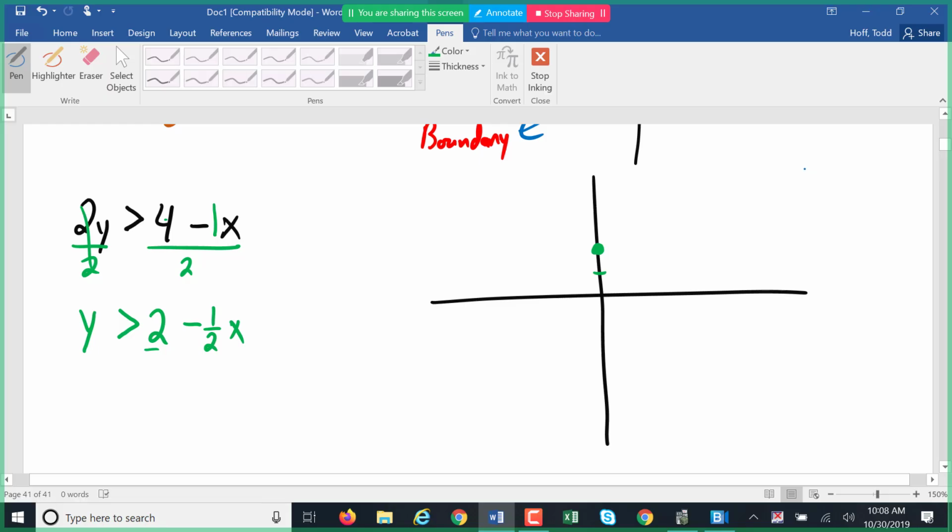The slope is negative 1/2. So from that point, I go down 1 over 2. There's my second point. Now, because this is strictly greater than, the line I put through here cannot be a solid line. It must be a dashed or dotted line.